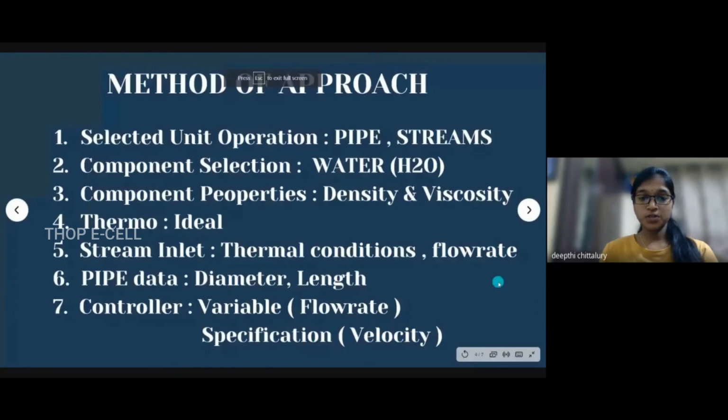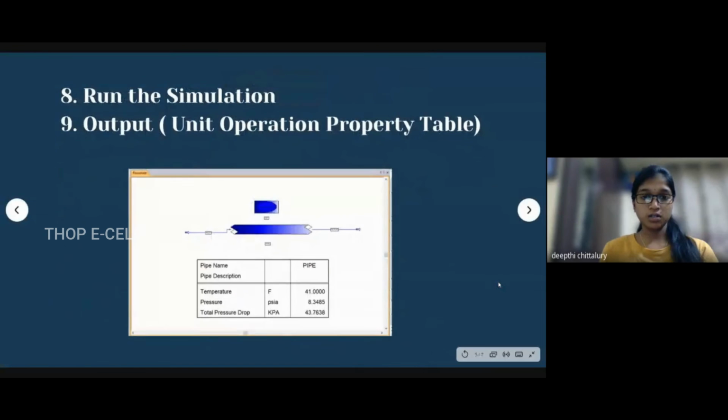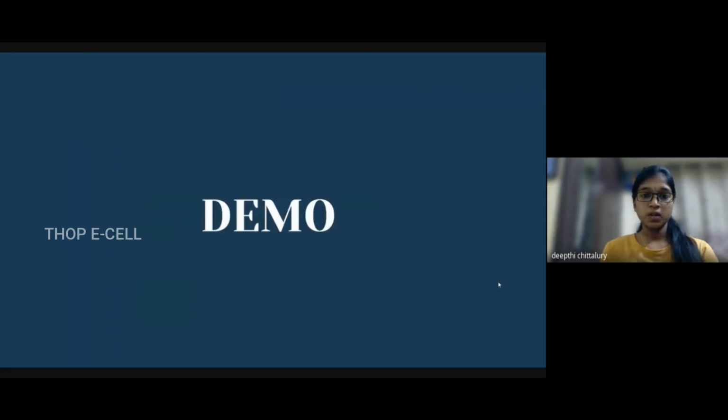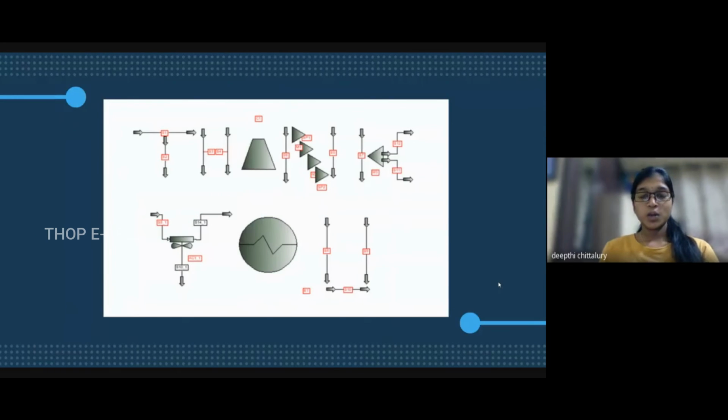This is the method of approach we have followed to find the pressure drop. Just to add the essence of simulation, we have designed it using streams and heat exchangers.